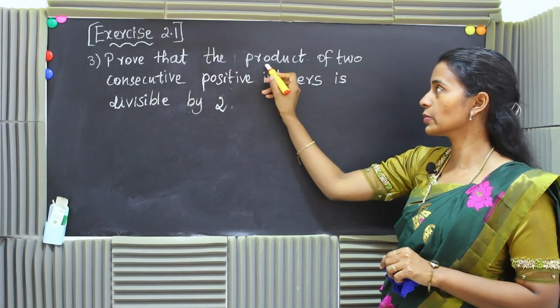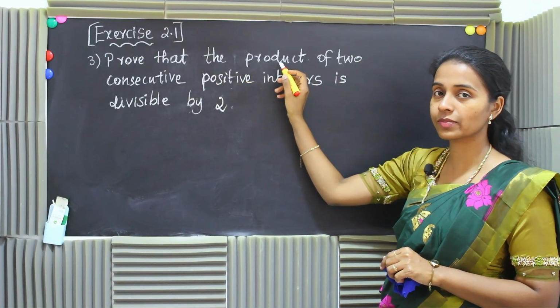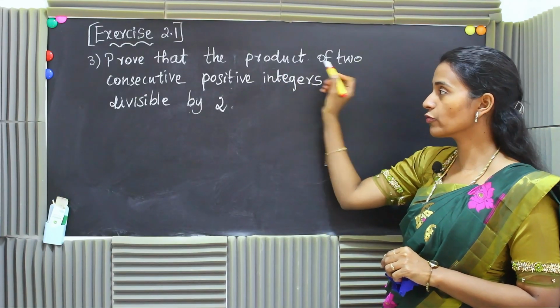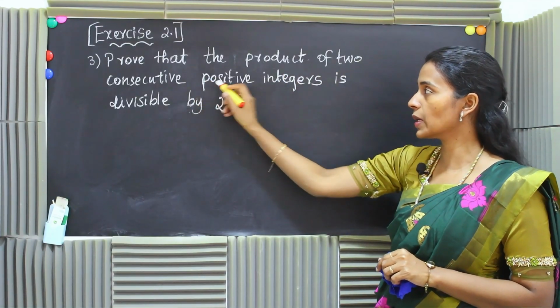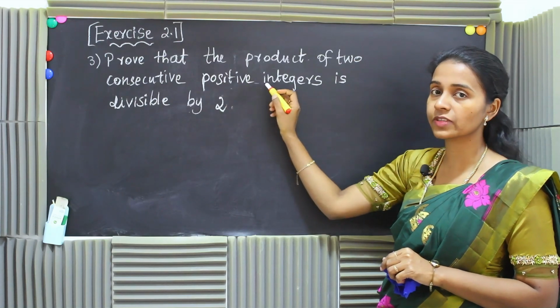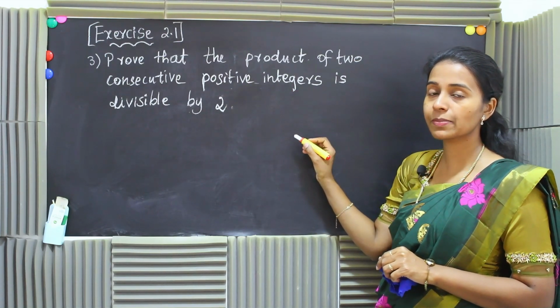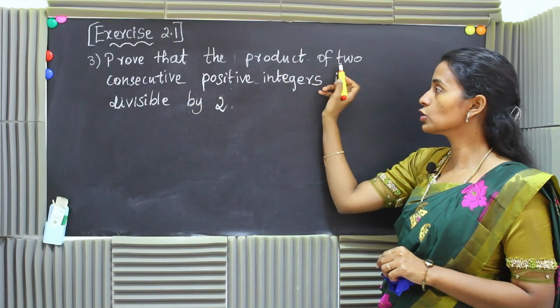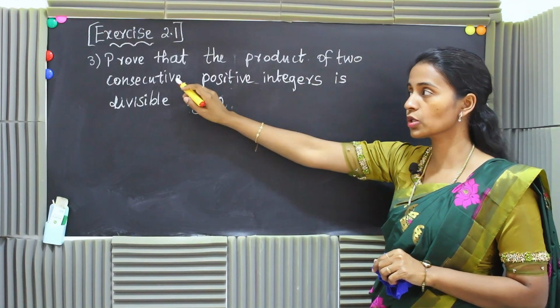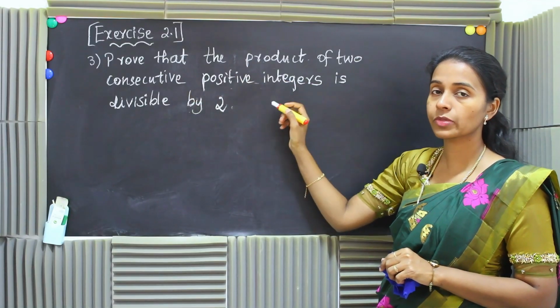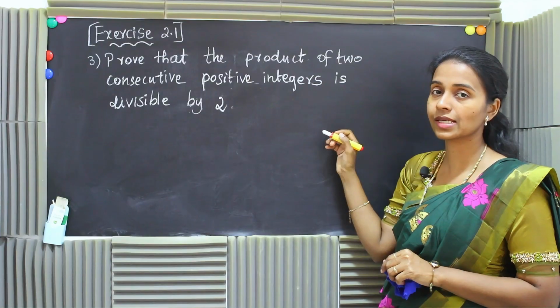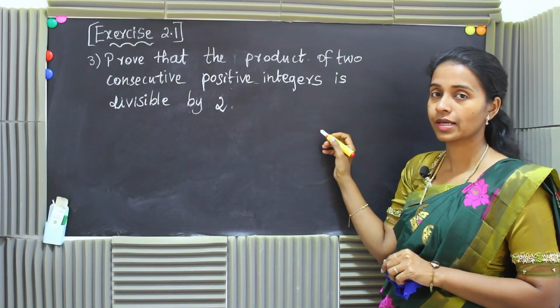The product of, what is product in math? Multiplication, right? Product of two consecutive positive integers. Positive integers means only plus numbers. Okay, any plus numbers. Two consecutive. Consecutive means the numbers which come one after another. We can say continuous numbers.